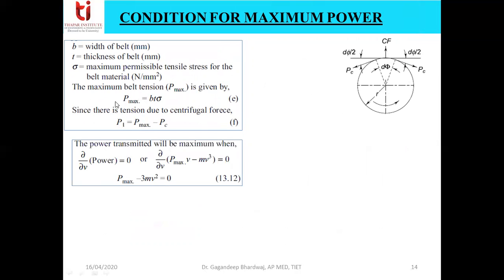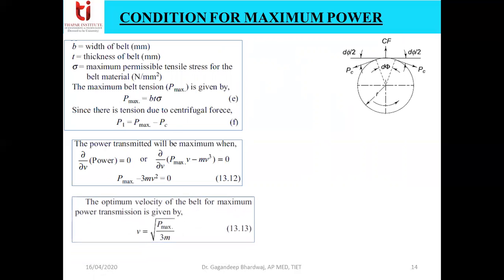The maximum tension in the belt is given by sigma. Sigma is P max by area. Area is b t, so P max equal to b t sigma. Since there is tension due to centrifugal force, we can take P1 equal to P max minus Pc, where Pc is the tension due to centrifugal force. The power transmitted will be maximum if we differentiate twice and the value comes out to be negative, which is the condition of maxima. From that you can calculate the velocity, which is square root of P max by 3m. This is the condition for optimum velocity of the belt for maximum power transmission.